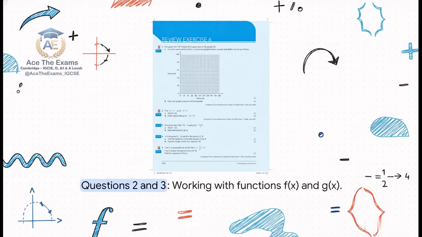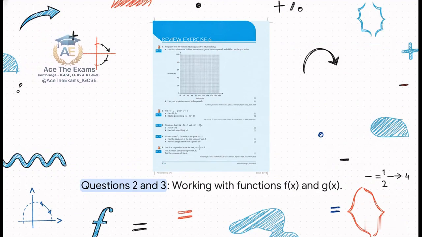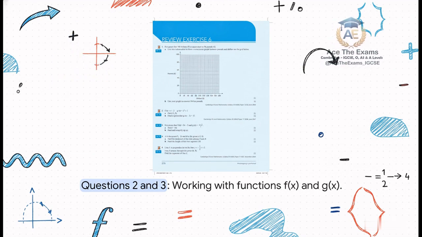We are shifting gears now from visual graphs to pure algebraic functions. Take a close look at questions 2 and 3 here. We are given some very specific mathematical machinery, right? Functions like f of x equals x minus 3 and g of x equals x squared plus 1. These questions are brilliant because they show us exactly how Cambridge examiners test your structural understanding.